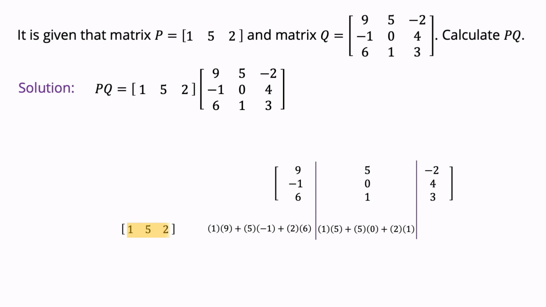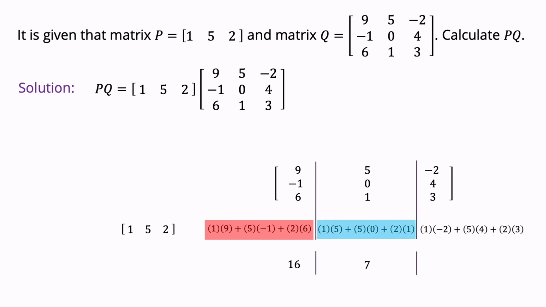And the first row of the first matrix and the third column of the second matrix. 1 times minus 2 plus 5 times 4 plus 2 times 3. The result is placed in position A13. The calculated results are 16, 7, and 24. The matrix PQ is 16, 7, and 24.